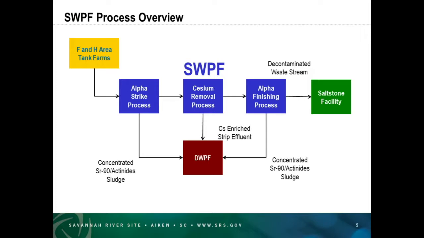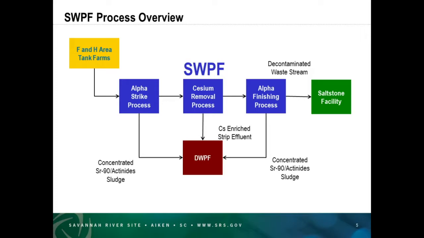This is our process overview. Again, as you've heard, the material comes in from the F and H tank farms. We have 3 unit operations. The first one is the alpha strike. We use a monosodium titanate to strike the material, and it removes the actinides and the strontium from the material, and that stream goes to DWPF for vitrification. We then move the material into the cesium removal process. We use a solvent extraction process to do that, and that takes out the cesium, and that goes back to DWPF.